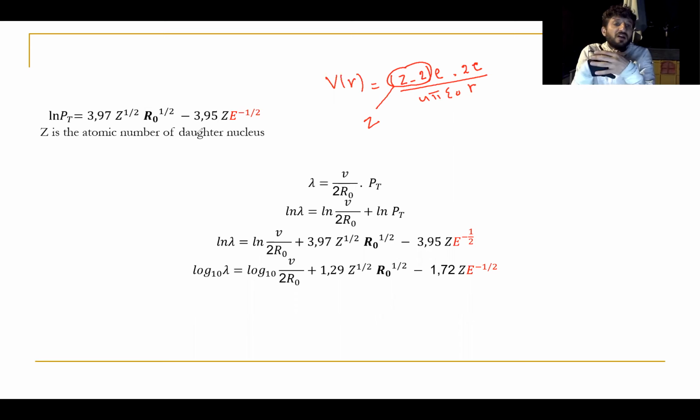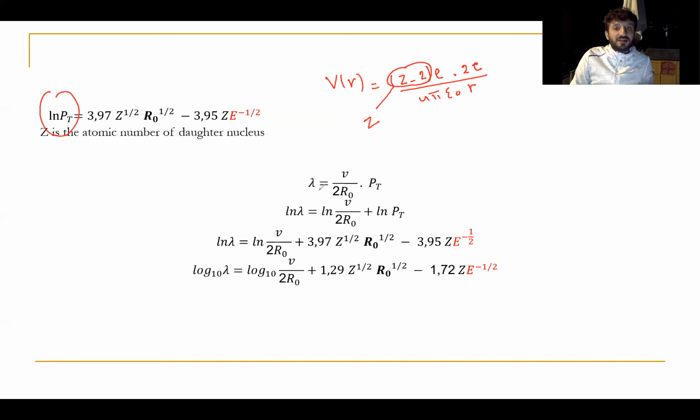We can calculate the probability of transmission. If you know the value of E, it's easy to calculate. With a sample detector, we can measure the energy of the alpha particle. We can have the value of the radius of any nucleus, and we can know the Z, the number of protons, of any atom. So it's easy to calculate the transmission coefficient PT. Very important. Now, if you know PT, we can calculate lambda.